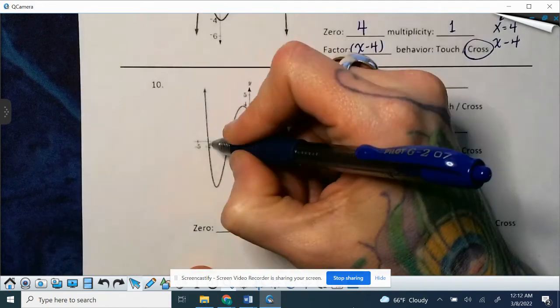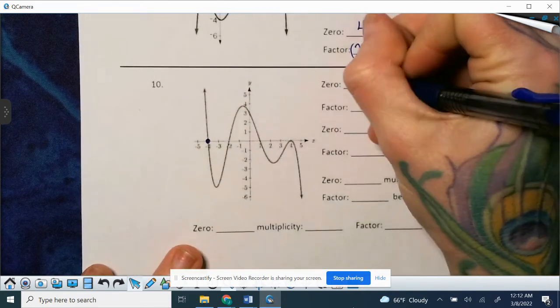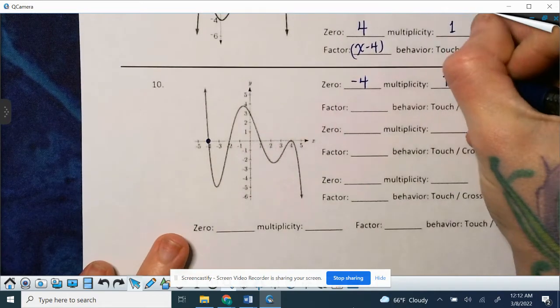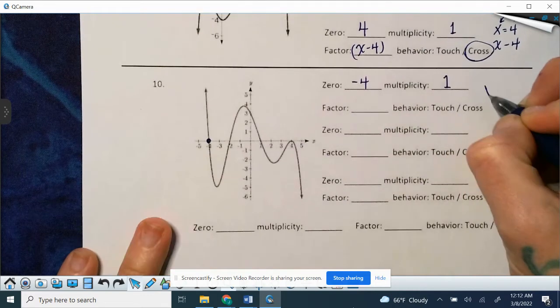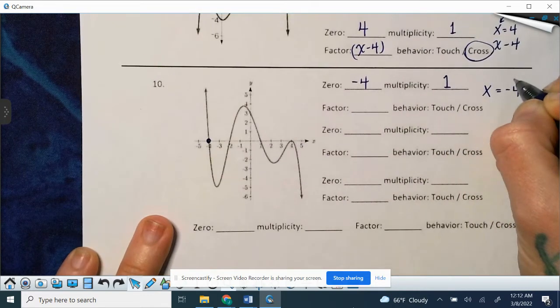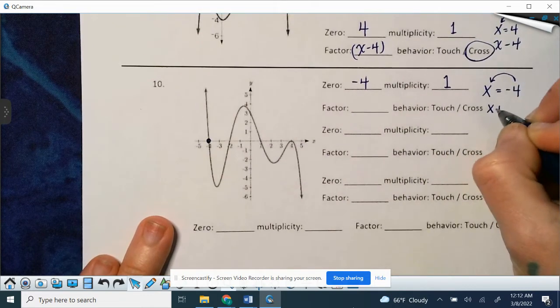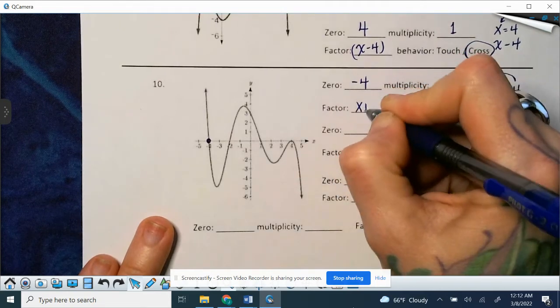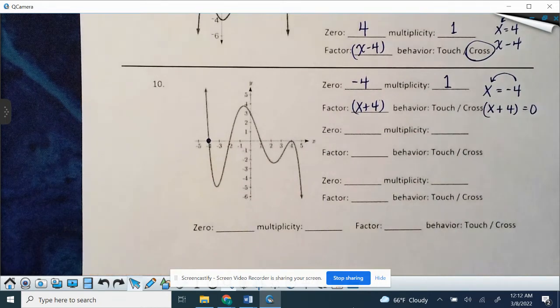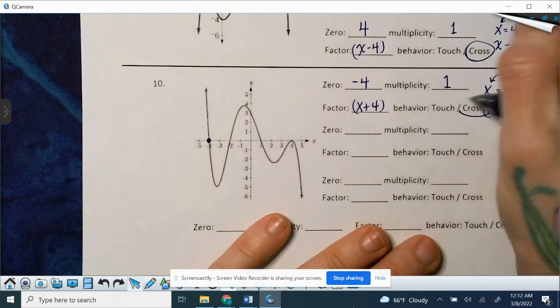All right, we're almost done. Hopefully this is starting to make sense. We got a 0 at -4. Multiplicity of 1, because it crossed straight through. Then we're going to keep going, and that means our factor is x equals -4. We're going to move that -4 over and take the opposite, because we're getting it set equal to 0. So it's x plus 4. It is a multiplicity of 1, so no need to draw an exponent, and it does cross through that axis.